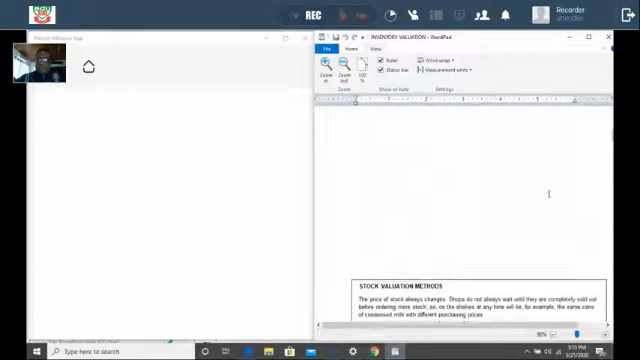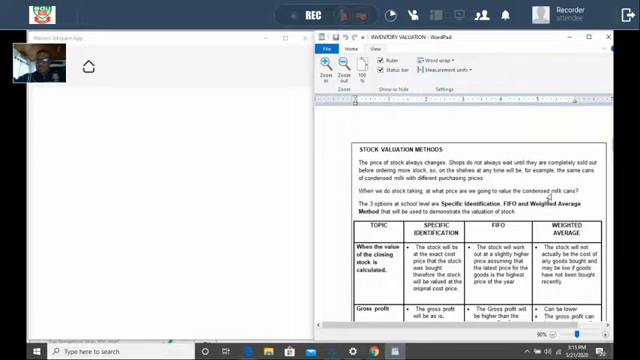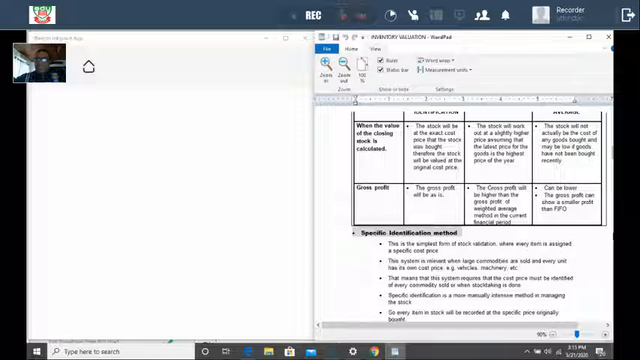So now we are going to start by looking at the stock valuation methods. Specific identification: when valuing the closing stock, the stock will be at the exact cost at which it was bought. For example, someone selling cars. You have Toyota, you have Mercedes, you have BMW. So you can easily identify each of those stock items with their original cost.